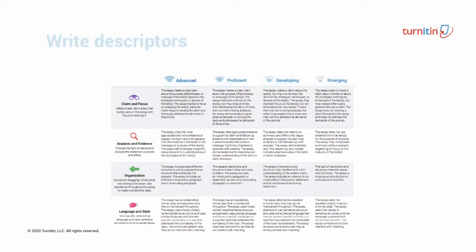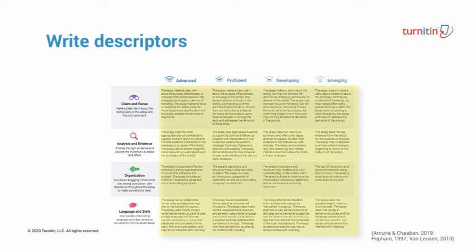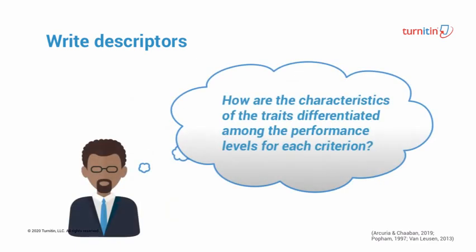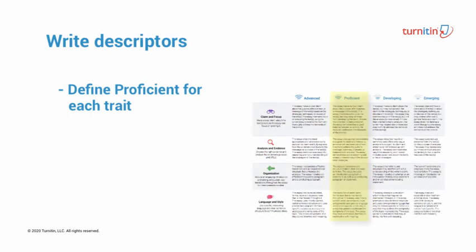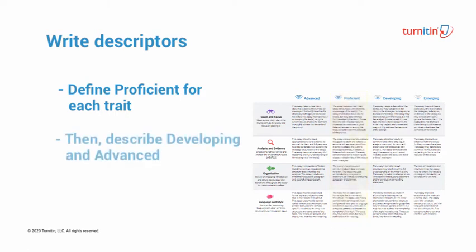Last, descriptors for each criterion can be written. Descriptors indicate the degree to which the standard is met and should be written for each performance level across the continuum. For descriptors, reflect on how the characteristics of the traits are differentiated among the performance levels for each criterion. A best practice for writing descriptors is to begin by defining what proficiency looks like for each trait. Reflect on what it looks like if a student is proficient in this skill or area. Then consider what it may look like for developing and advanced.